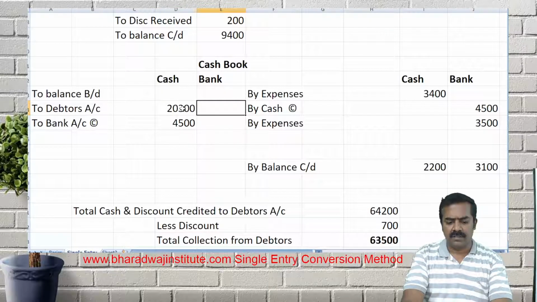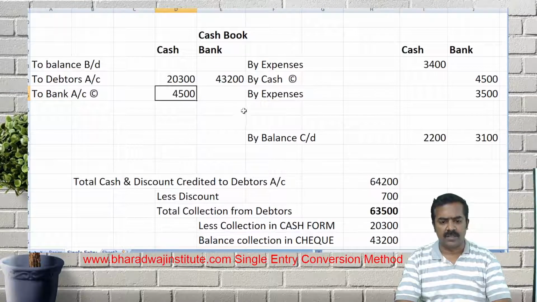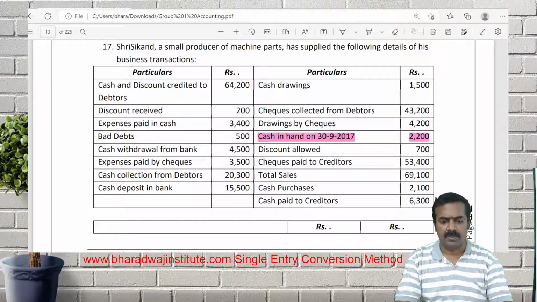20,300. Check collection 43,200. Okay, then what else? What else will come? Have you missed out anything? What is the next one?